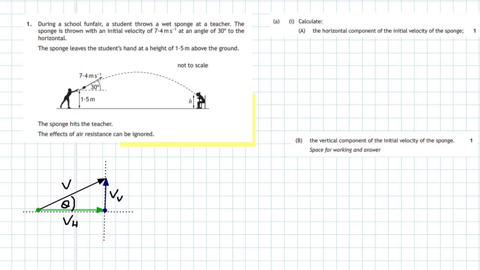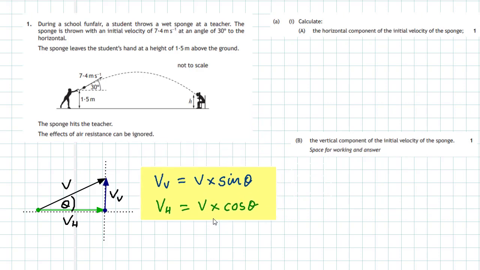The velocity vector can be broken down into two components, a horizontal component and a vertical component, and they're related trigonometrically by this here. The vertical component is v times sine theta, and the horizontal component is v times cos theta, and you get that from the trig from that triangle. So the first question is finding the horizontal component. It couldn't be any more straightforward.